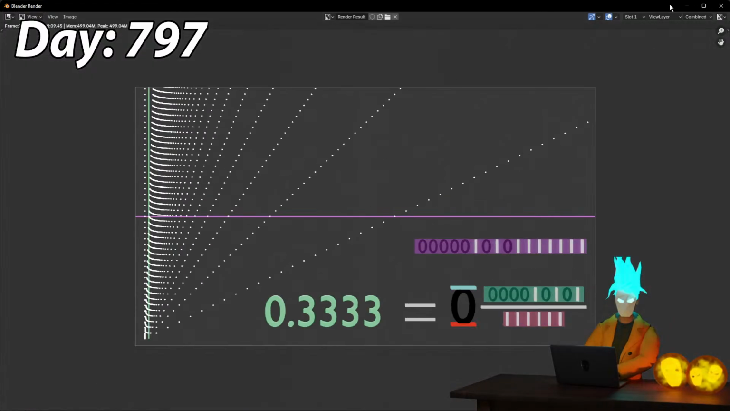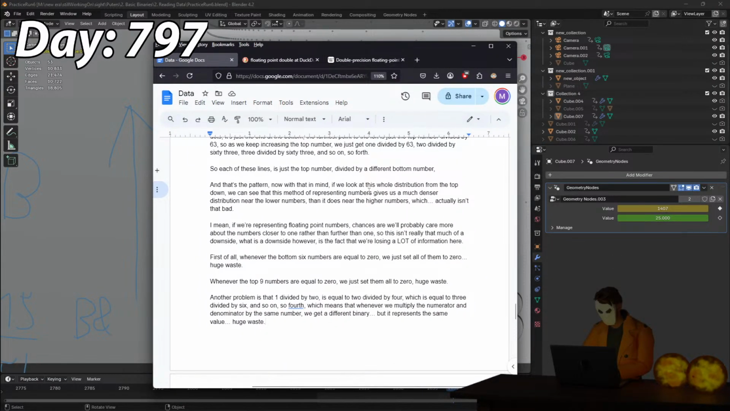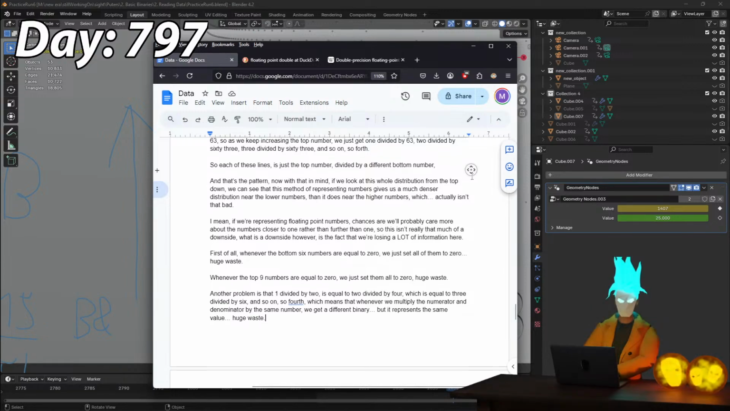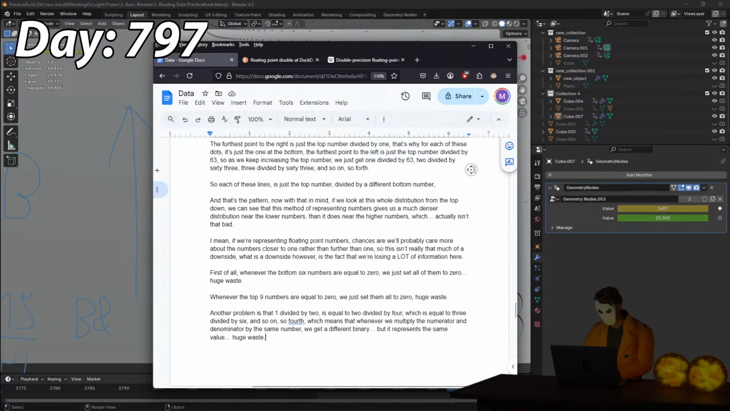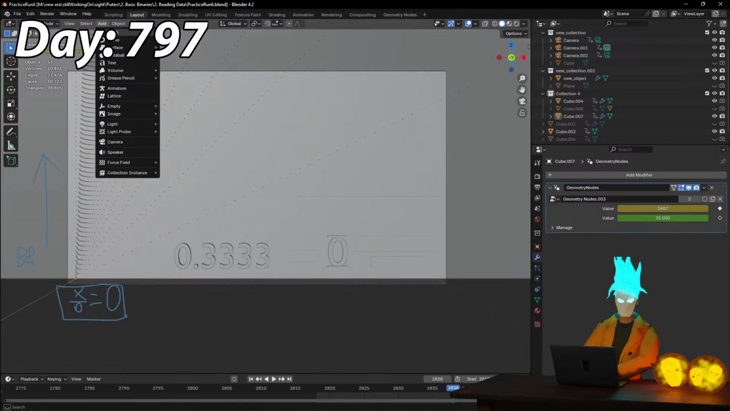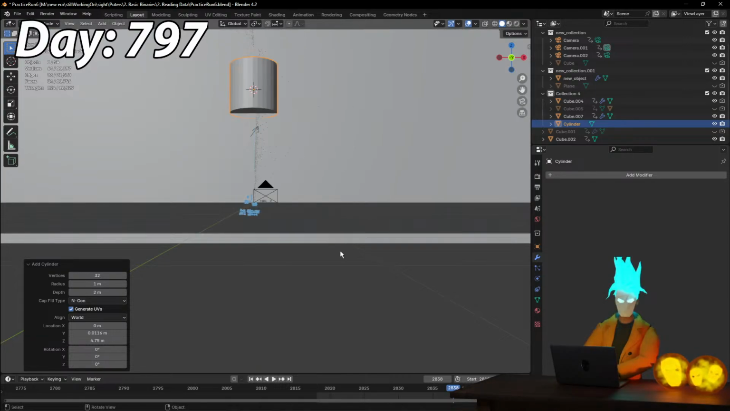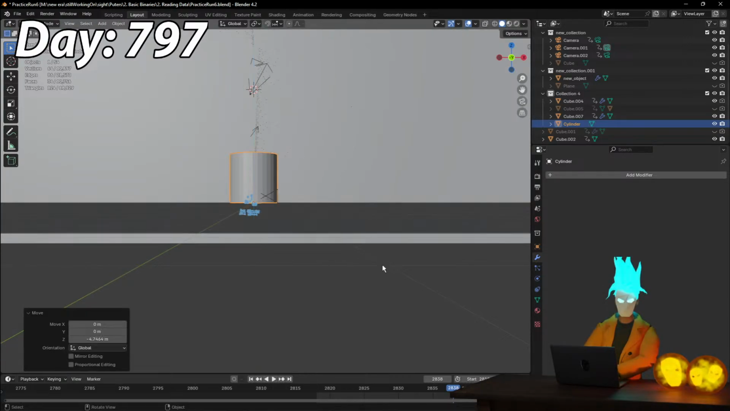Okay. Oh, finished rendering. Lovely. What's next? Divided by a bottom number. That's the pattern. There's just a top number divided by a different bottom number, which means right here what we want is a cylinder. Oh, jeez. Move it up by 1, move it down by negative however many.